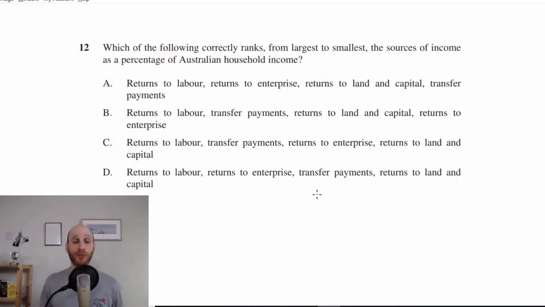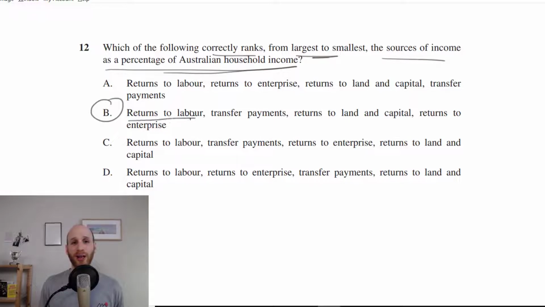So question 12 was a little bit of a controversial one. Some economics teachers did disagree about what the answers were or where they were going with this question. But in terms of the question itself, what it's saying is, which of the following correctly ranks from largest to smallest the sources of income as a percentage of Australian household income? Now, in terms of the answer, the answer in the HSC, I have to even look at it to try and remember it, was B.